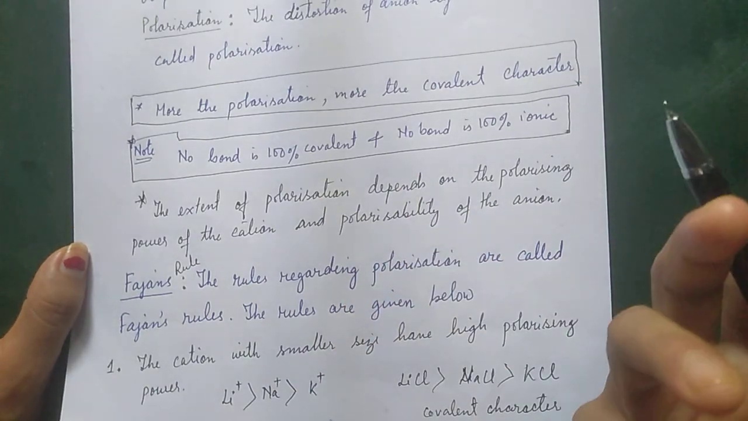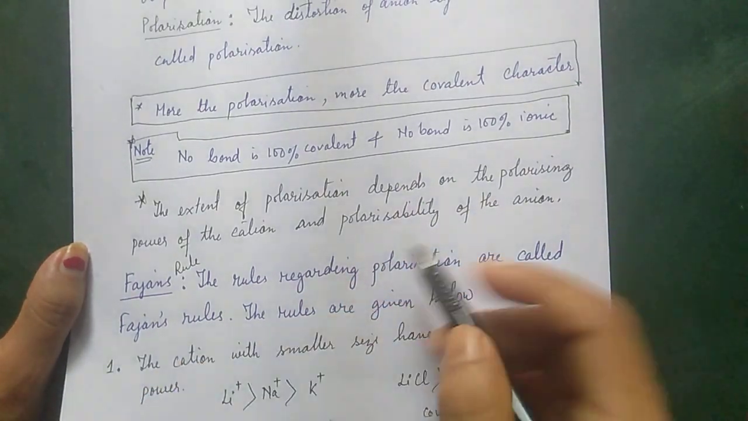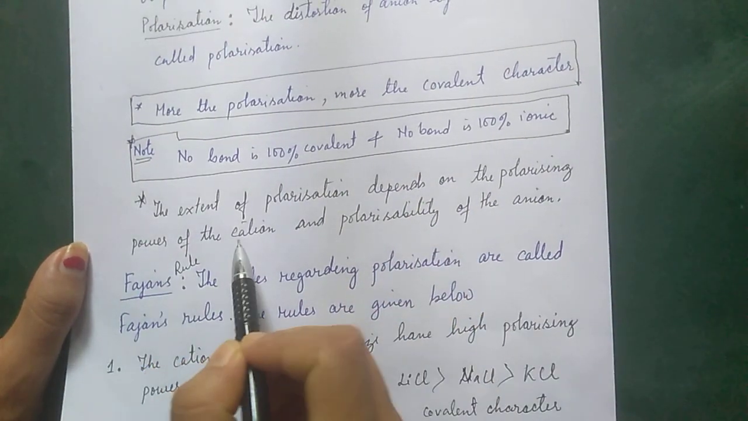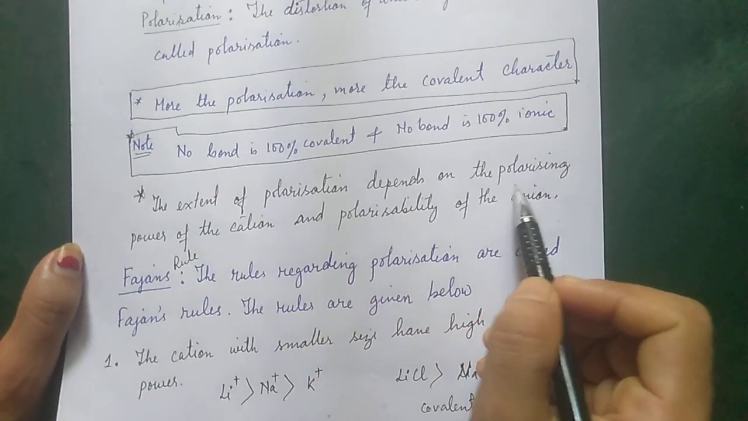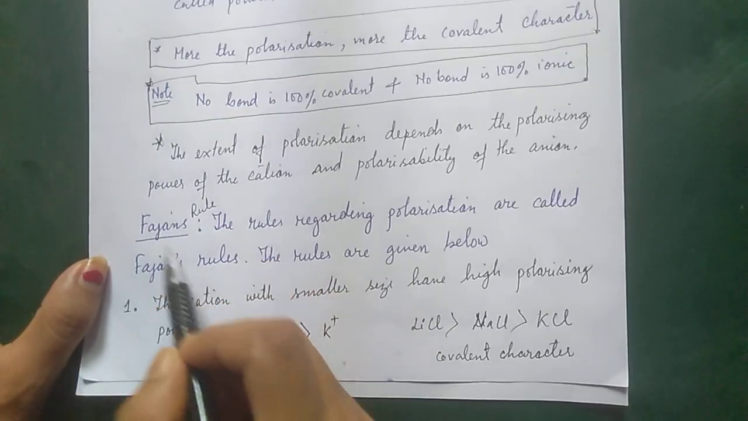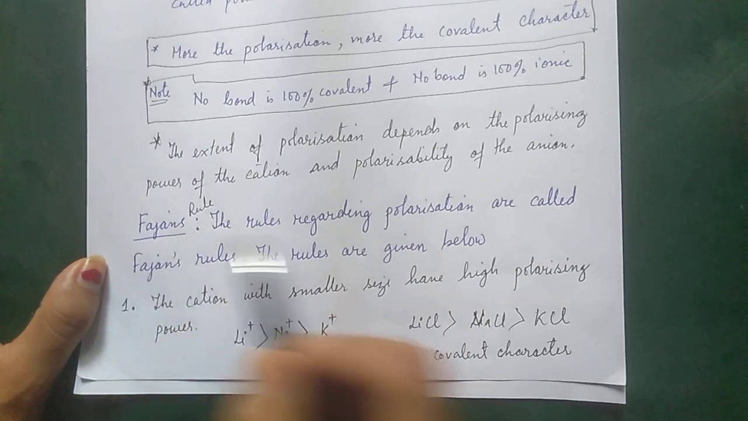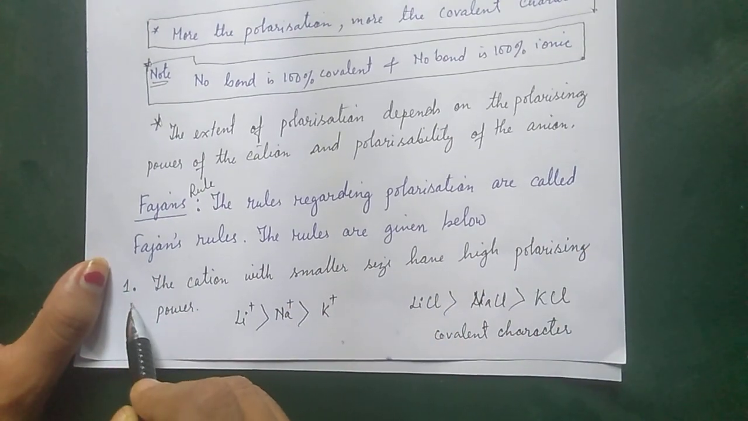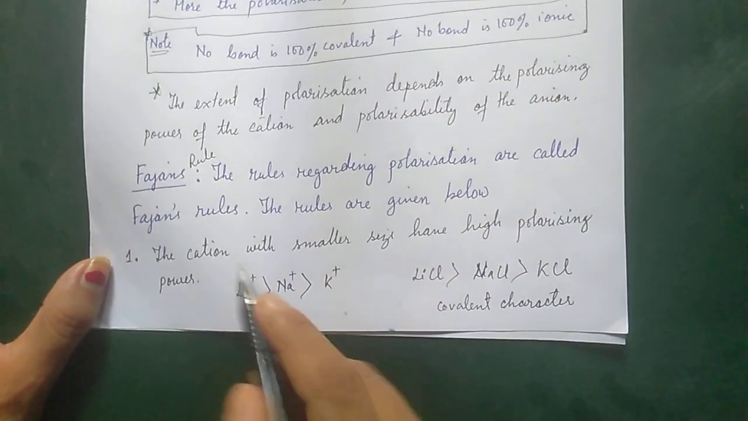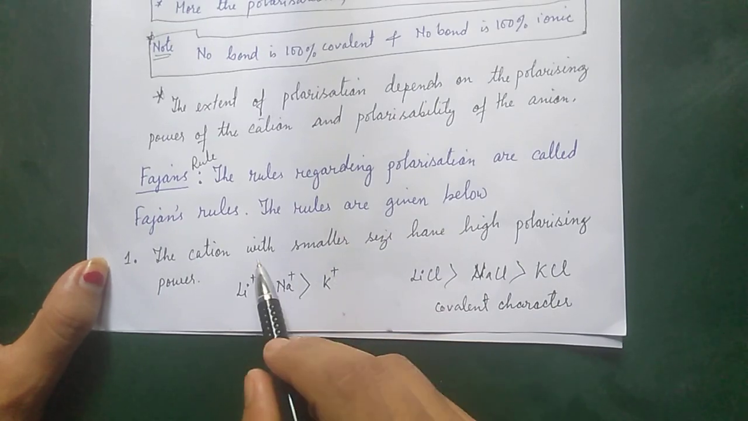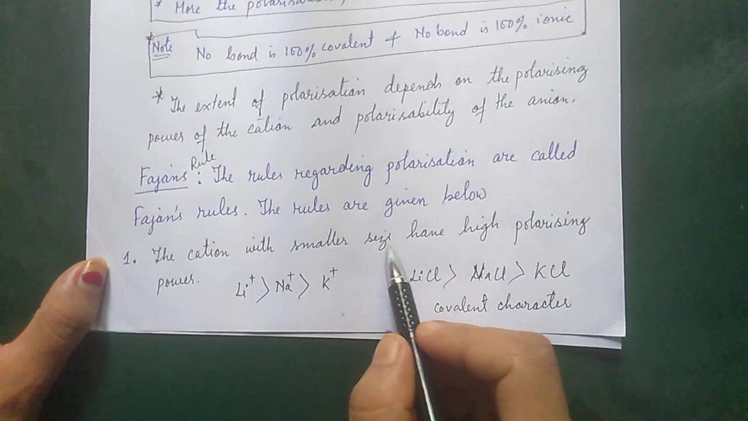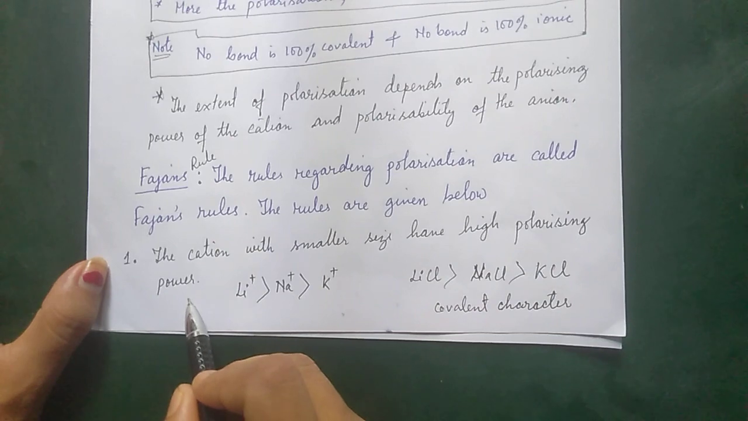The extent to which an anion gets polarized depends on the polarizing power of the cation and the polarizability of the anion, and we will study this in Fajan's rule. Fajan's rule says that the cation with the smaller size will have high polarizing power, because why?